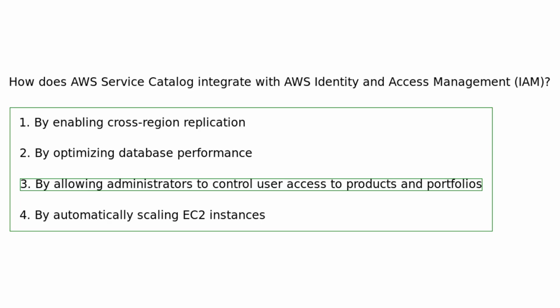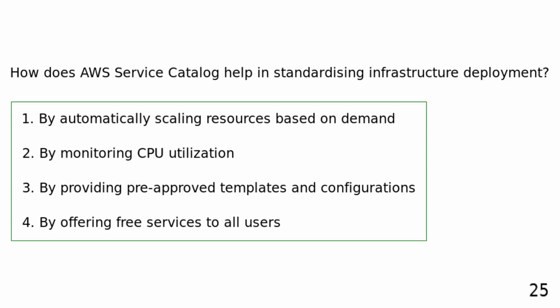AWS Service Catalog integrates with AWS IAM by allowing administrators to control user access to products and portfolios through IAM policies and roles. How does AWS Service Catalog help in standardizing infrastructure deployment?